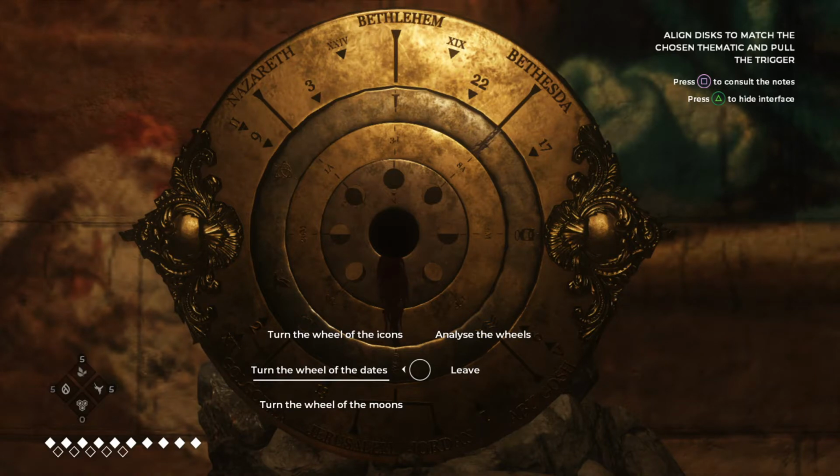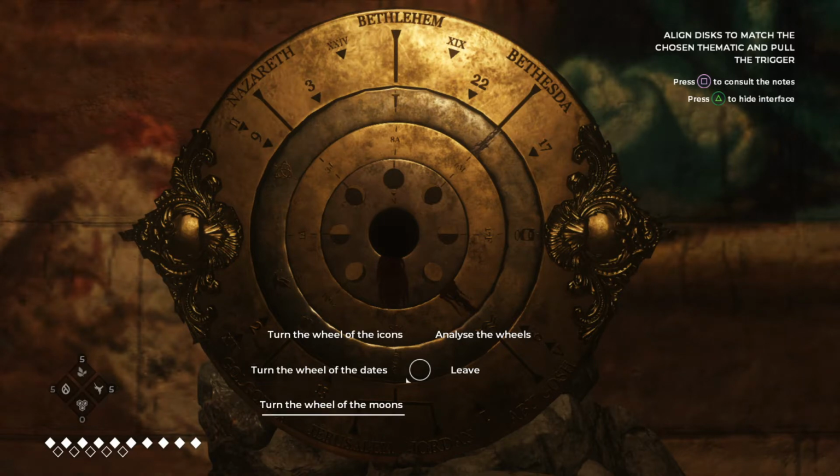Okay. Oh, hang on a second. Let me just get a bit closer. I've got to see the dates now. Sorry, I just got to turn my head to the side a little so I can see what the hell I'm doing. Okay. Yes. Right. It's the moons.